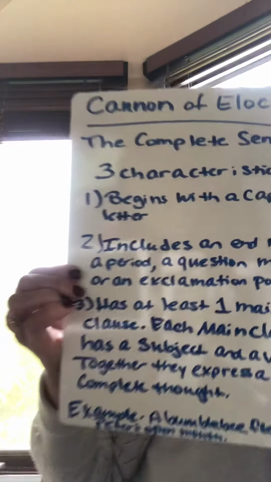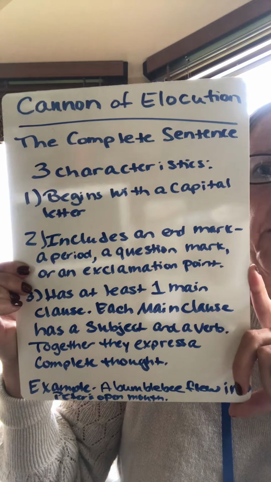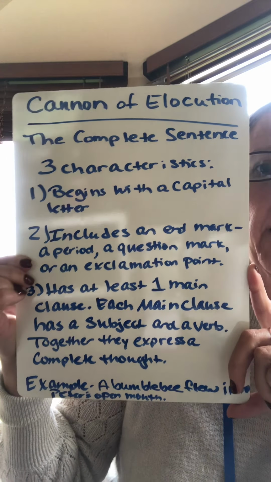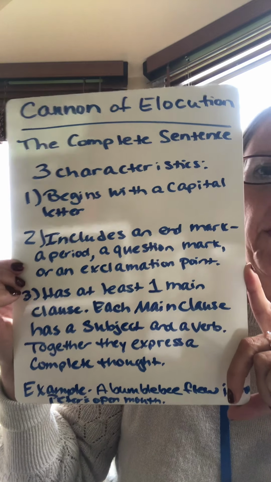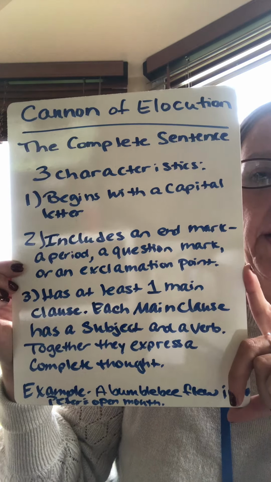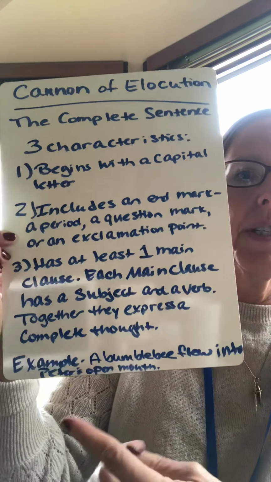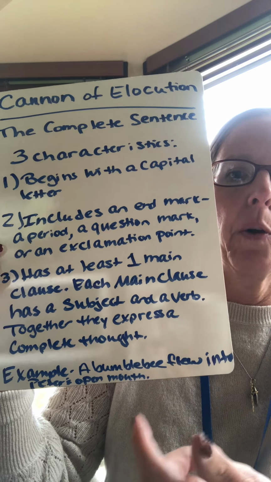So today for our canon of elocution, we are doing the complete sentence. There it is. The complete sentence has three characteristics. One, it begins with a capital letter. Two, it ends with an end mark, so either a period, a question mark, or an exclamation point. And three, it is a complete thought. It has one main clause, and it has a subject and a verb. So the example is: A bumblebee flew into Peter's open mouth.